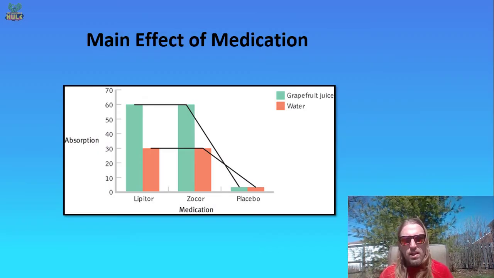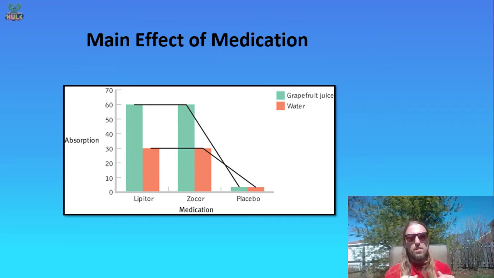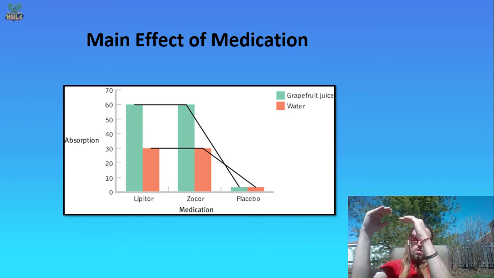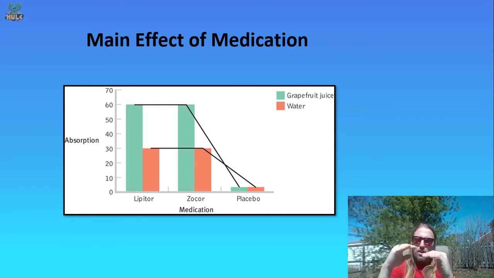And one thing we could then say is that realistically we're looking there at a main effect of medication, right? When we move from either water or grapefruit juice, which already have their own slight difference between them, when we add medication to it, both go up. So medicine is having a significant effect on the absorption of this enzyme, right?